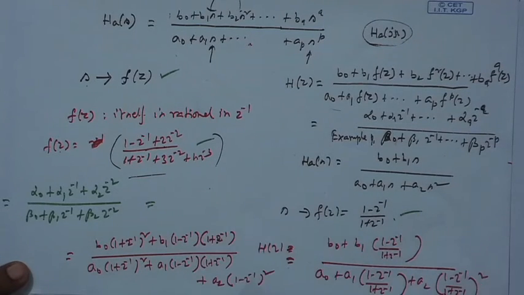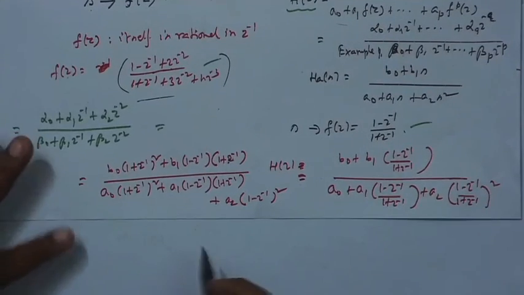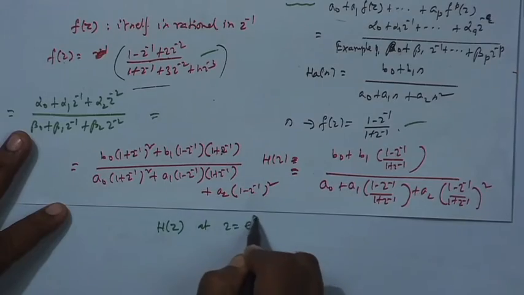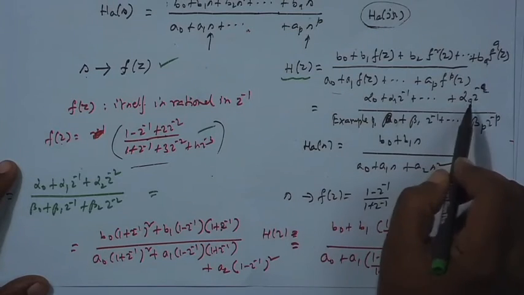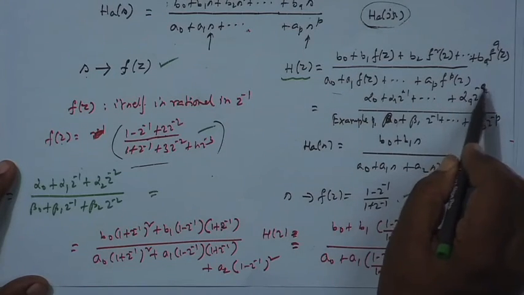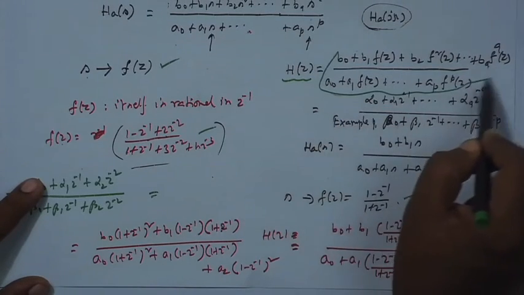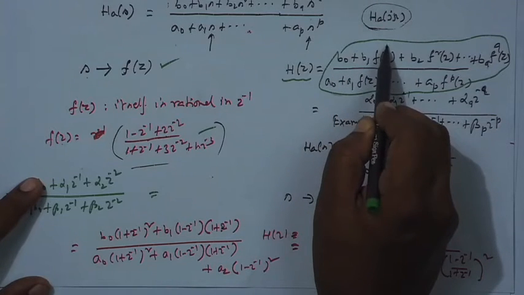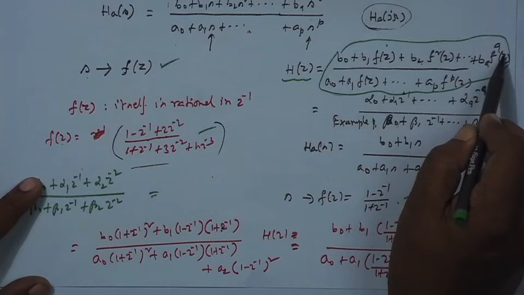Okay, I want to find out the DTFT, so I want to find out H(z) at z equal to say e to the power j omega. That means here I have to simply replace z by e to the power j omega, e to the power minus j omega, e to the power minus j omega q and dot. That is the DTFT. But I can also use this expression, and that is b 0 plus b 1 f e to the power j omega plus b 2 f square e to the power j omega plus b q f to the power q e to the power j omega.